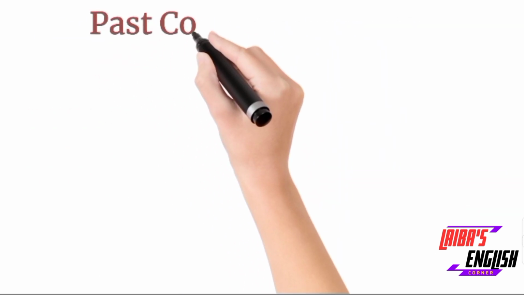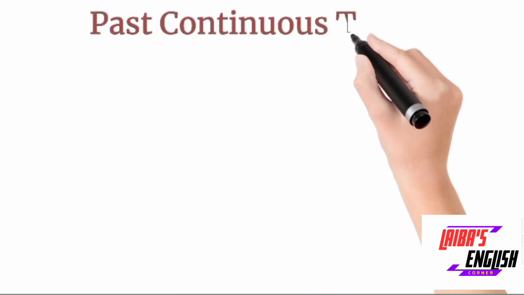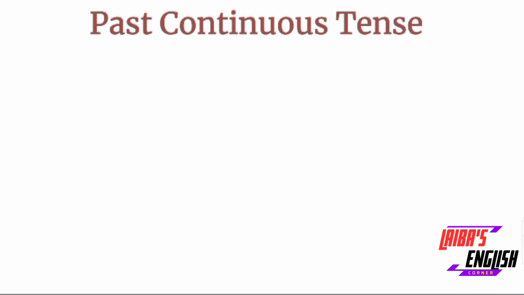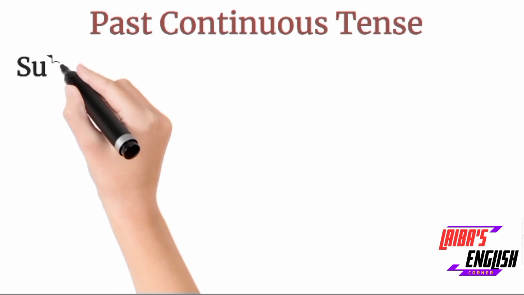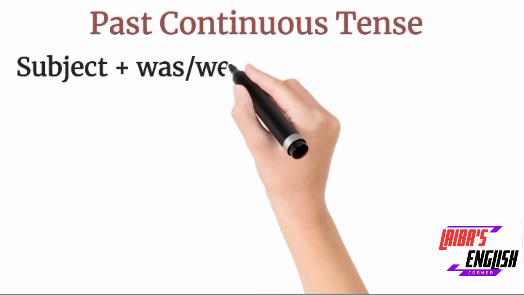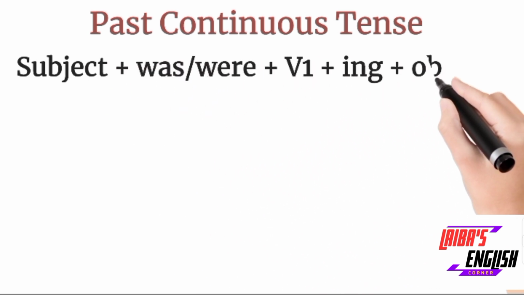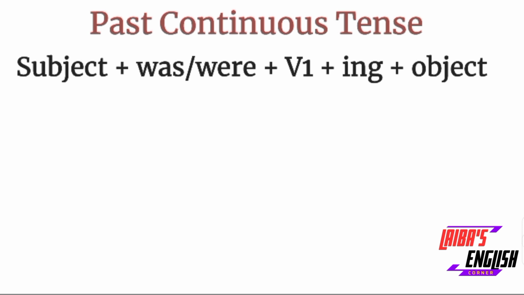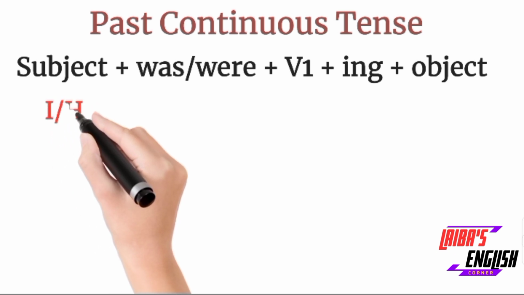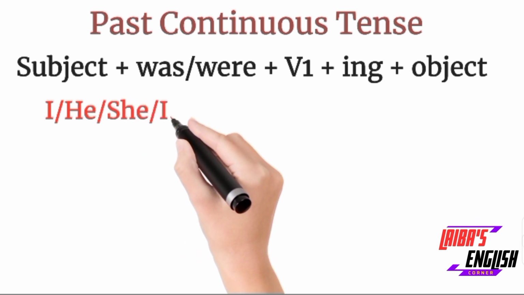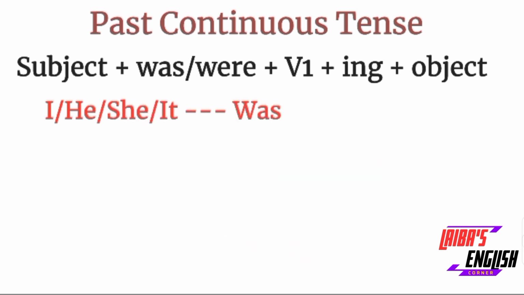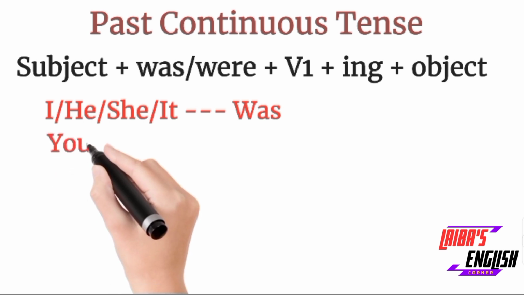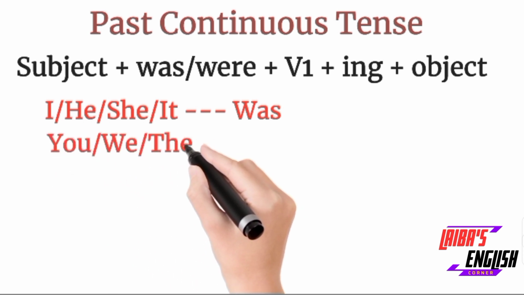Now we are going to start with our second type of past tense, which is past continuous tense. As I already told you before, whenever there is continuous, you have to put verb first form plus ing. This is the basic rule. So the structure of past continuous tense is subject plus helping verb was or were plus verb first form plus ing plus an object. Don't forget, whether it is past, future or present, we have to put the verb first form plus ing whenever there is any continuous tense.